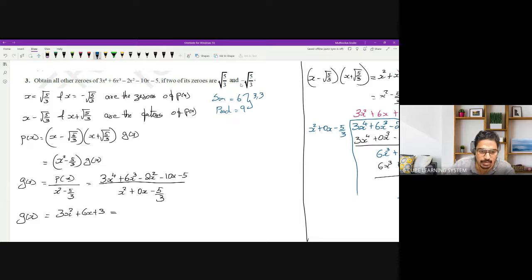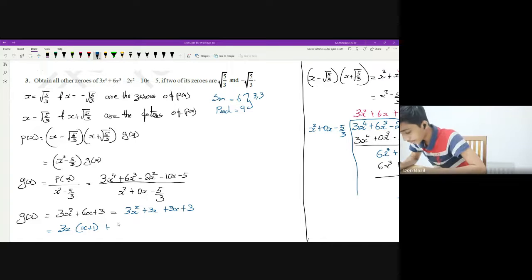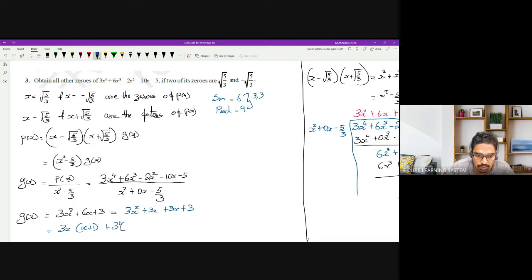So we can split the middle term as 3x square plus 3x plus 3x plus 3. From the first two, we can take 3x common, right? Yes, sir. 3x into x plus 1. Next two, what can we take common? 3 can be taken common. 3 into x plus 1. So we get g of x is equal to x plus 1 into 3x plus 3.